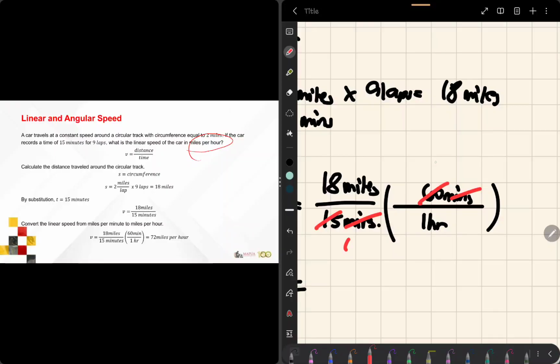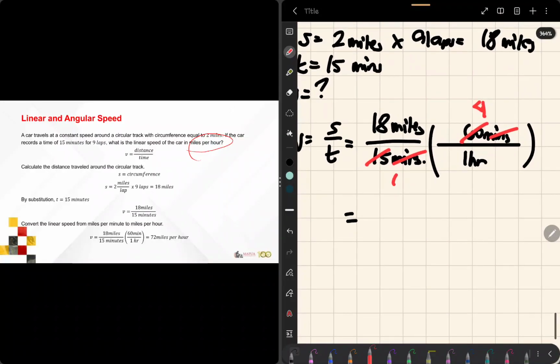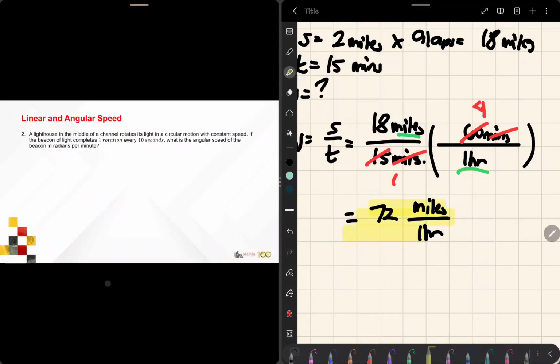Giving us 60 divided by 15 is equal to 4. So we have 18 times 4. When we multiply 18 times 4, it will yield 72. So therefore, our final units are miles and hours. So we have 72 miles per hour. So this will be our answer for this problem.